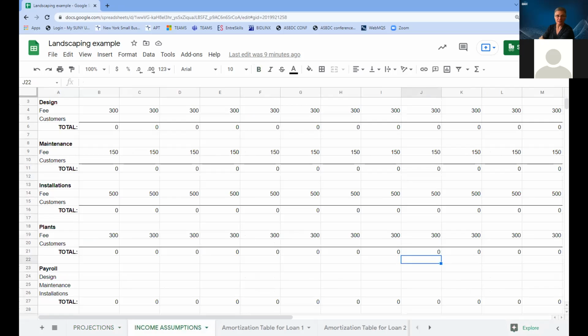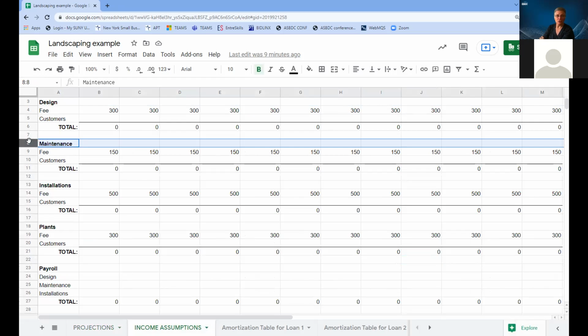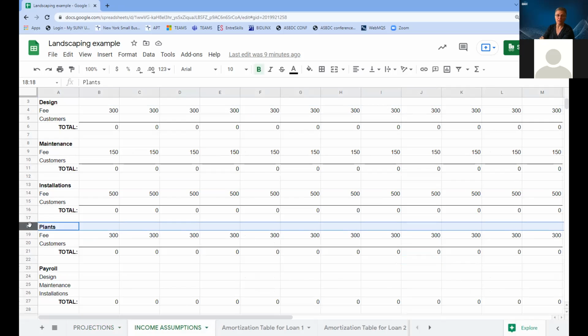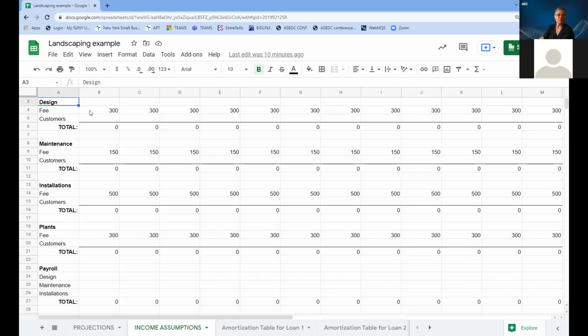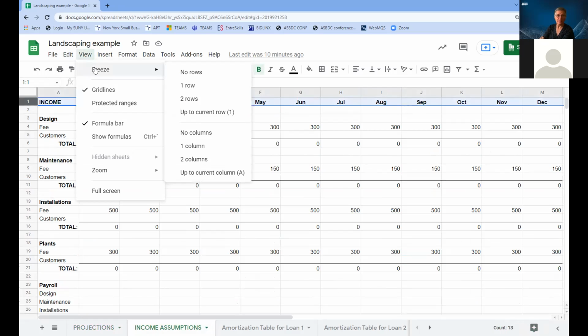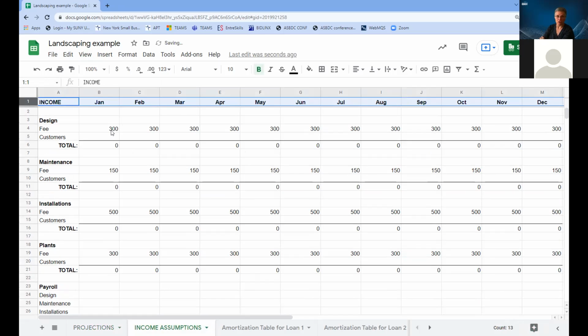As an existing business, I know that, for example, in this landscaping example, I do design, I do maintenance, installations, and I sell plants when I do installations. So my design fee is $300. I just made that up. I'm not exactly sure how much these are. Then we're going to create an estimate of how many customers you would be serving per month. So we're going to start with January.